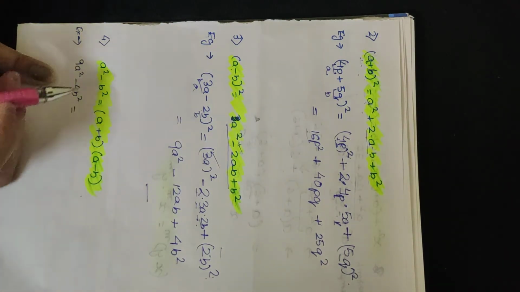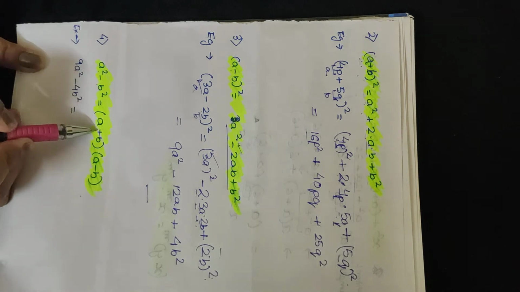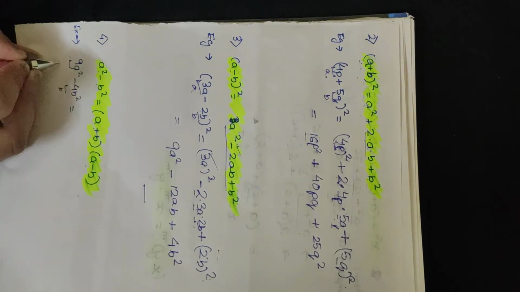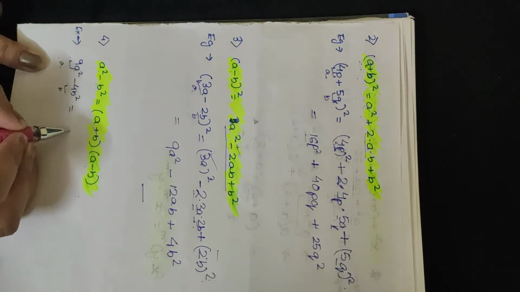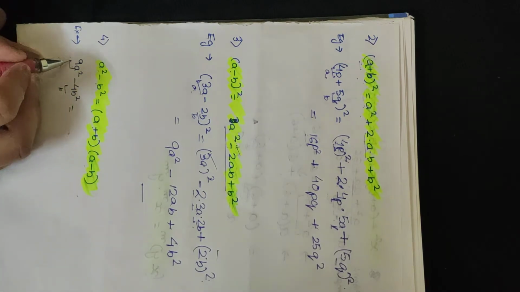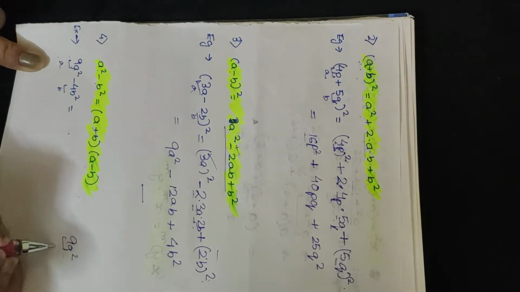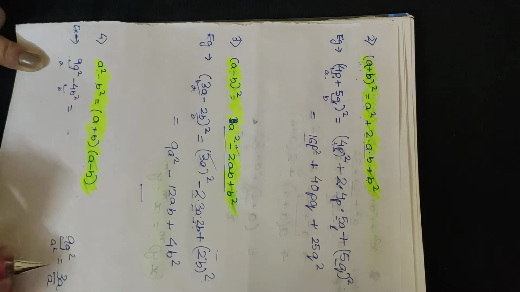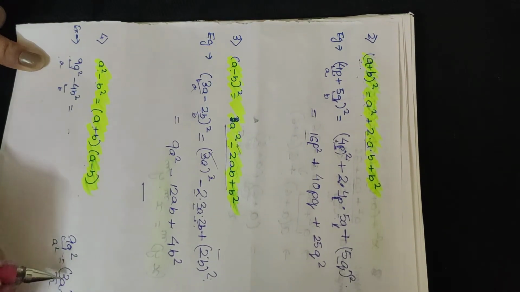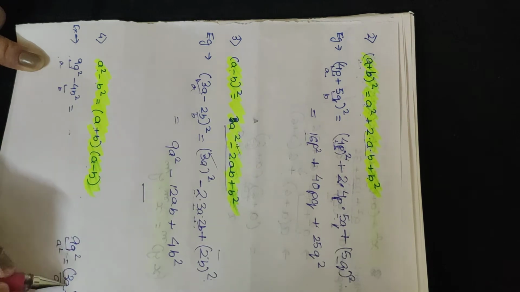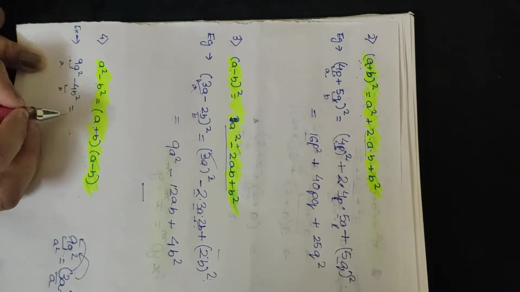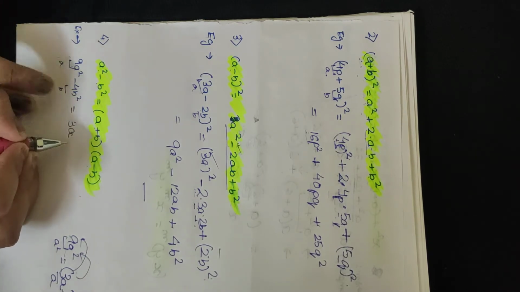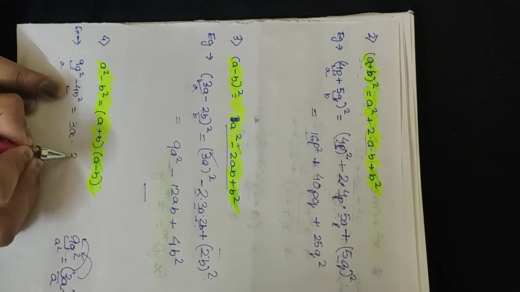Next we come to the fourth identity, which is a square minus b square is equal to (a plus b) into (a minus b). So this is our a and this is our b. Okay, so what is going to be our a then? What is 9a square? If this is a square, then 3a will be our a, right? Because when we square 3a, we get 3 square is 9 and a square is a square, right? So a is going to be 3a, okay, and b is going to be similarly 2b.